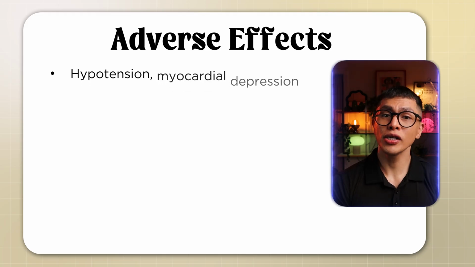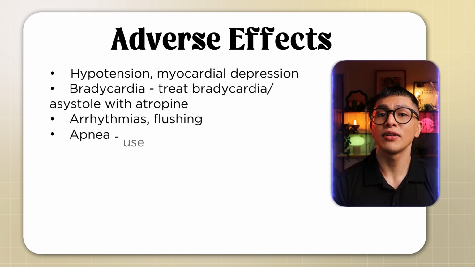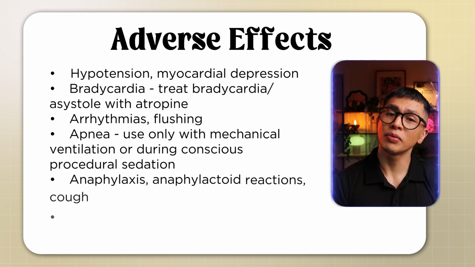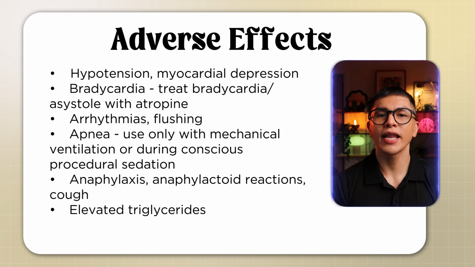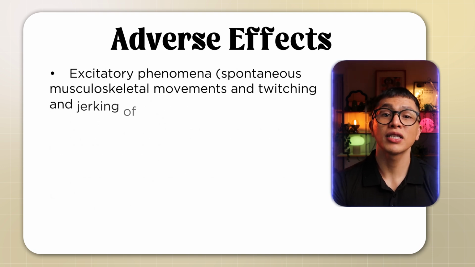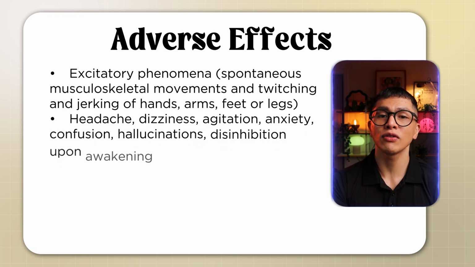Now, nurses, what are the adverse effects? Hypotension, myocardial depression, bradycardia. Treat bradycardia or asystole with atropine. Arrhythmias, flushing. Apnea could be one. Use only with mechanical ventilation or during conscious procedural sedation. Anaphylaxis, anaphylactic or anaphylactoid reactions, cough. Elevated triglycerides. Excitatory phenomena, for example, spontaneous musculoskeletal movements and twitching and jerking of hands, arms, feet, or legs.